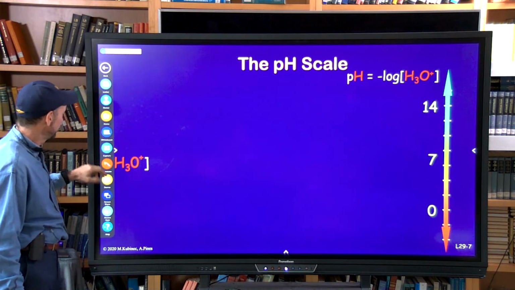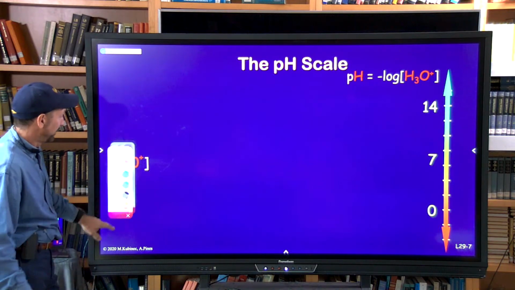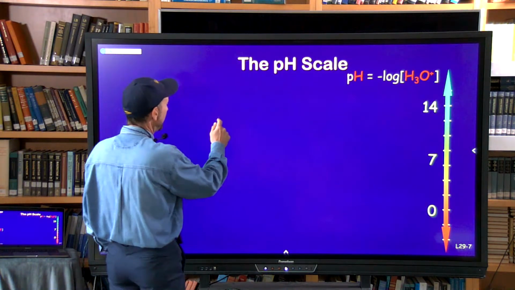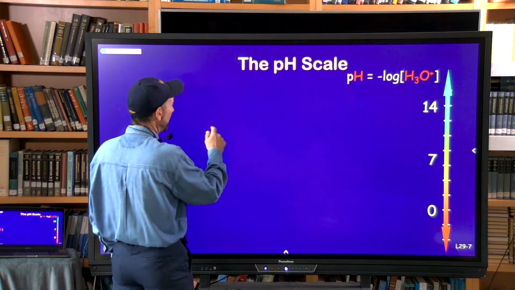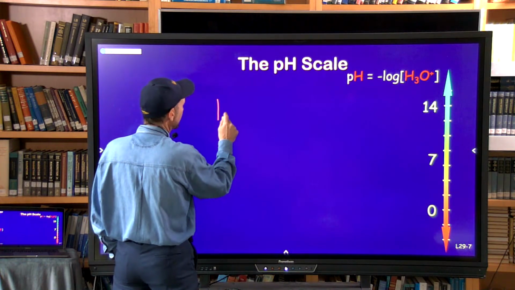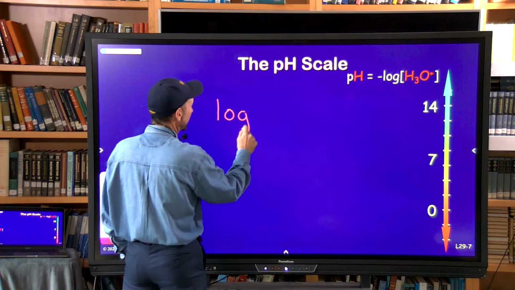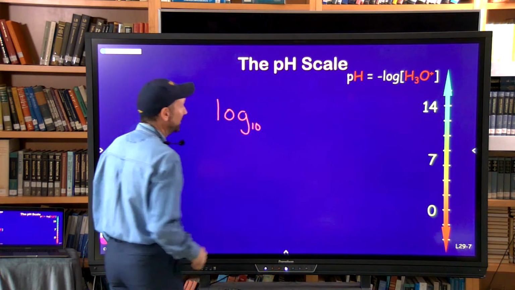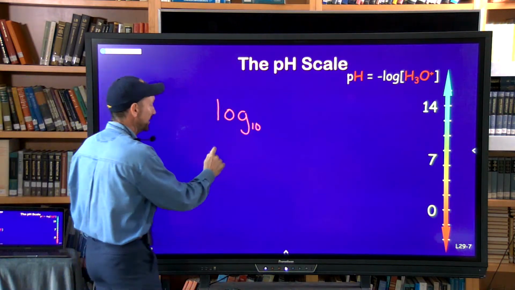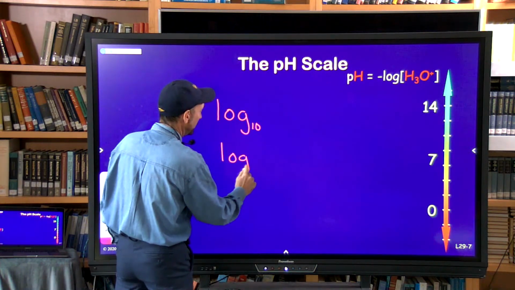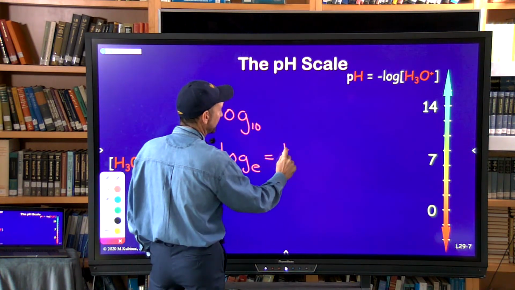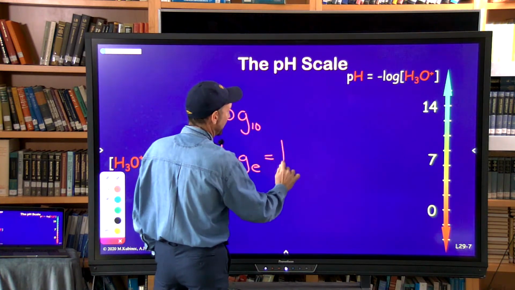And logs aren't complicated, and we'll see why we have to do it in a minute. But when you say log, in this case, we're talking log base 10. We talked a little earlier about the natural log, that was log base e. So if you have log base e, the exponential, this we abbreviate as natural log, ln.